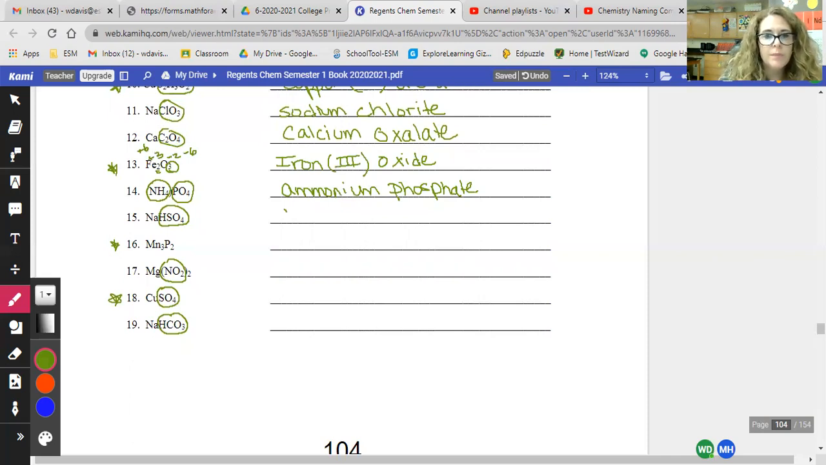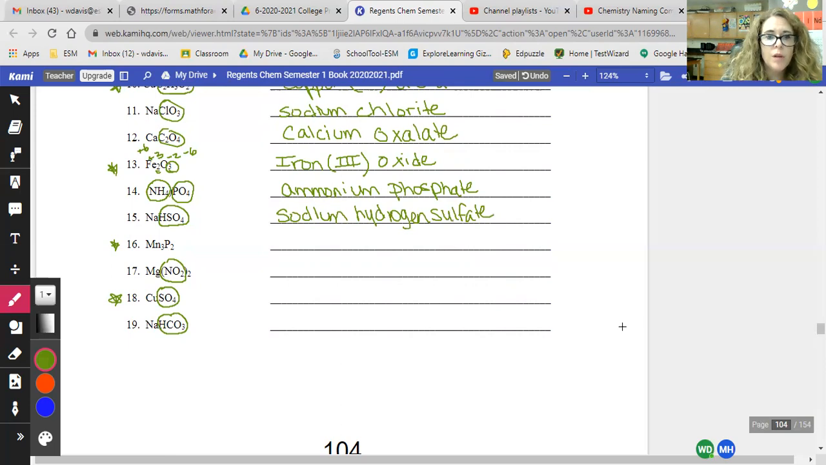So I have sodium, and I'm going to find HSO4, and that's hydrogen sulfate. It's not sodium sulfate because that would be without the hydrogen. So make sure you're reading carefully and examining the reference table, the periodic table, and table E very carefully.